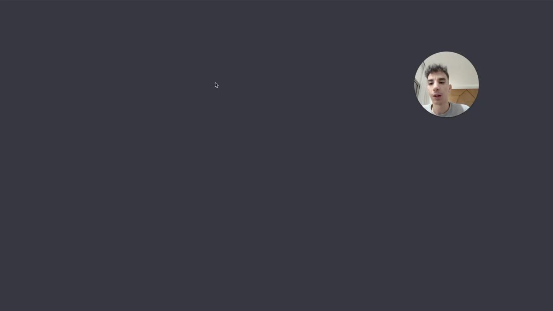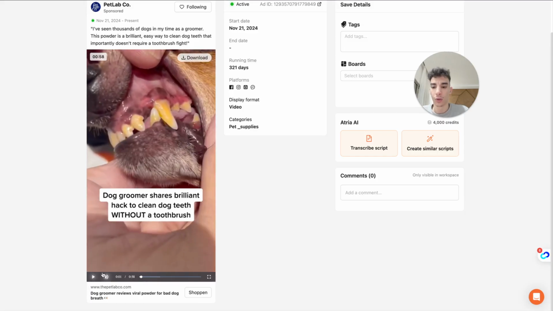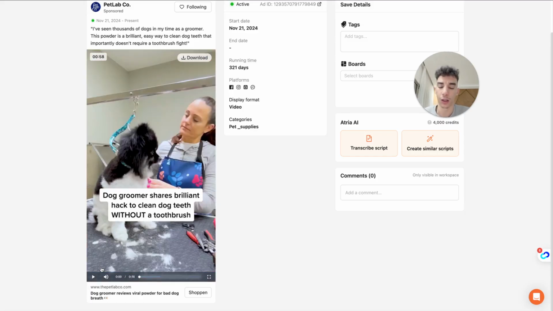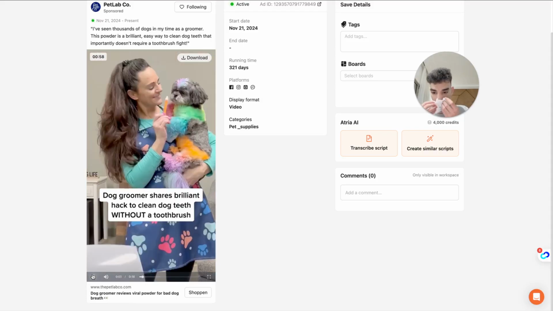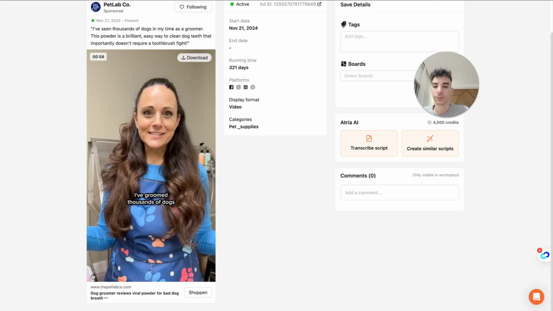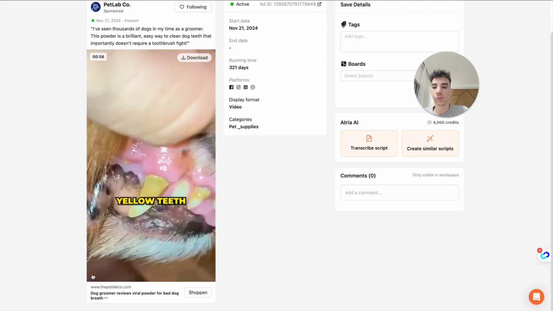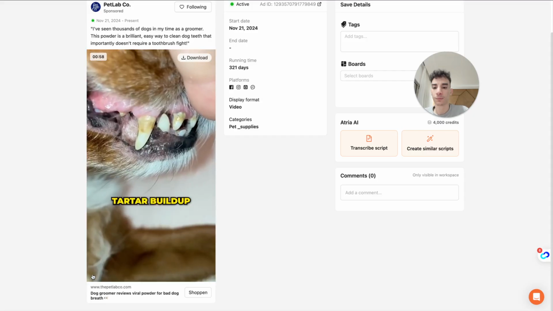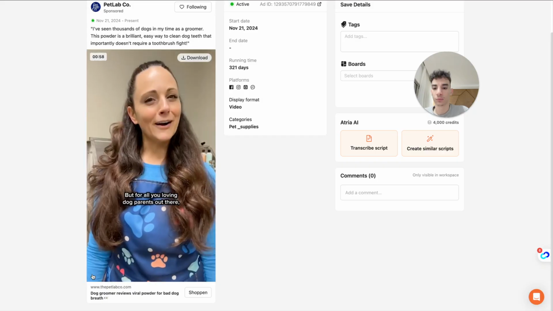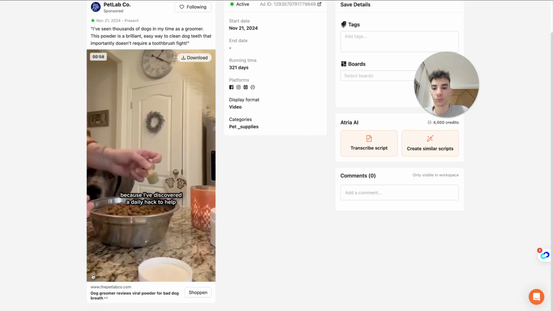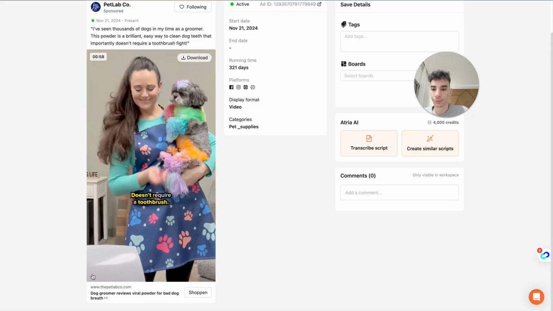It's also Pet Lab. "Dog groomer shares brilliant hack to clean dog teeth without a toothbrush." So this is an authority figure. "I've groomed thousands of dogs, and one of the biggest issues I see is quite simply poor dental hygiene. Yellow teeth, bad breath, tartar buildup. These things can have serious health consequences down the road if they're ignored. But for all you loving dog parents out there, don't worry, because I've discovered a daily hack to help clean your dog's teeth that, wait for it, doesn't require a toothbrush."